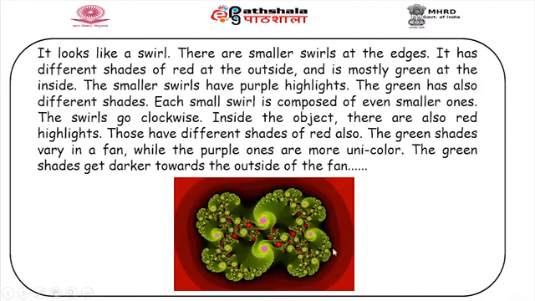Inside the object there are also red highlights. Those have different shades of red also. The green shades vary in the form of a fan, while the purple ones are more or less unicolor. The green shade gets darker towards the outside of the fan. So these are certain information that we can infer just by looking at this particular picture.